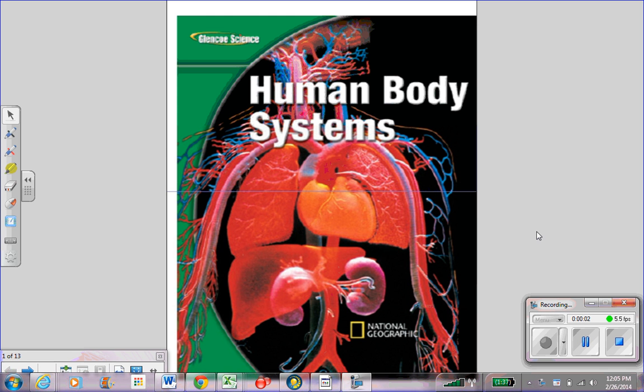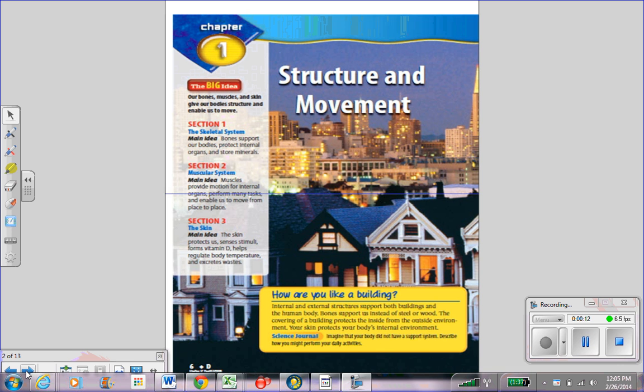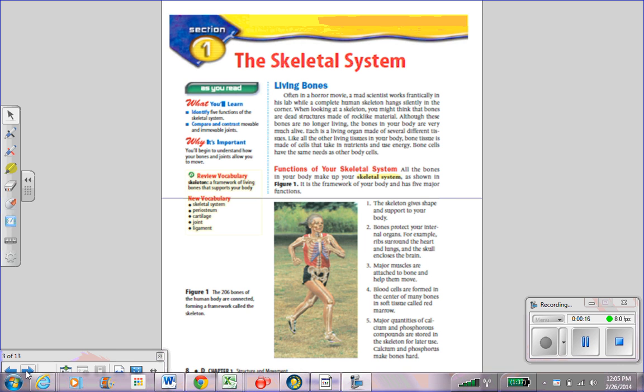Okay, here we are with the human body systems. We're going to start looking at the human body systems. We're going to start with the skeletal system. Okay, structure and movement. Our first section is the skeletal system.